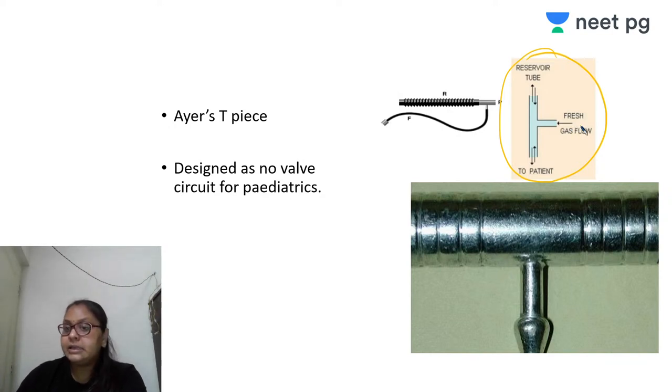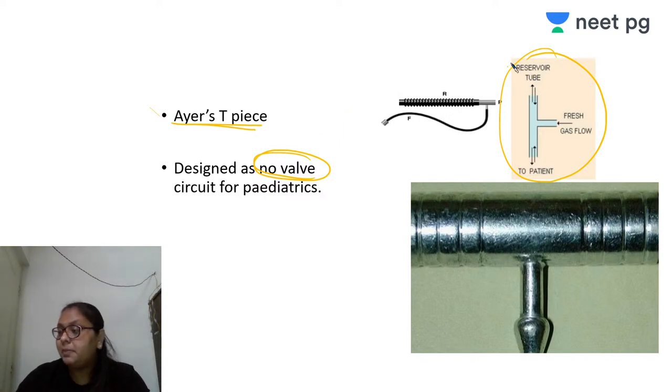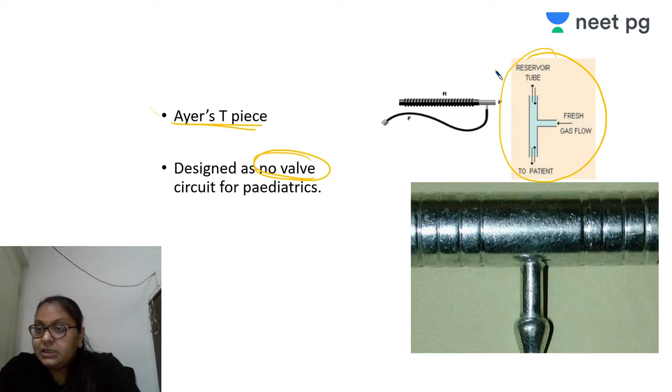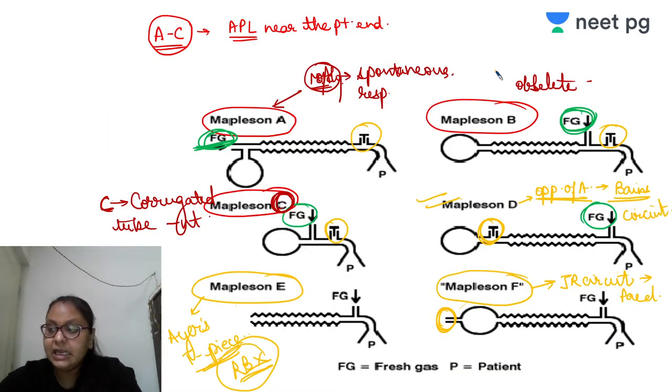Okay, there is a fresh gas flow going to the patient and then there is a reservoir tube. So this is the T-piece, and as it does not have any valves, it was the one which was used in the pediatric patient, but now in the T-piece there is a reservoir bag. Okay, agar isi mein hum logon ne reservoir bag attach kar diya, so it becomes Mapleson type F, which is the JR circuit, that is the Jackson-Rees circuit, which is used in the pediatric age group. Is it clear? Any doubts? Any doubts in this? So this is about the circuits, the Mapleson A, B, C, D, E and F circuits.